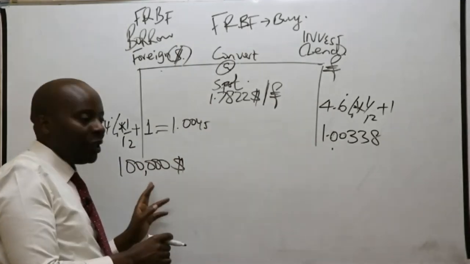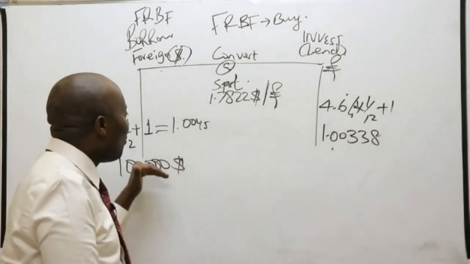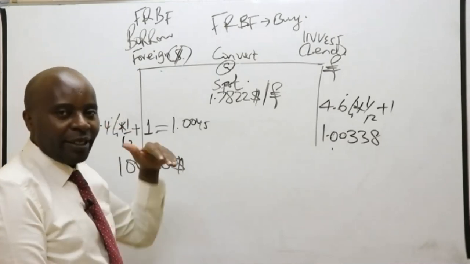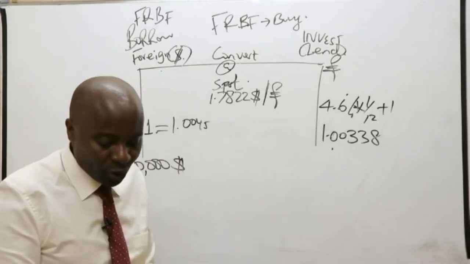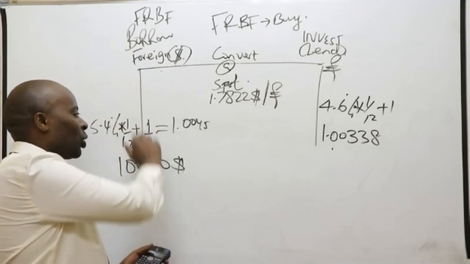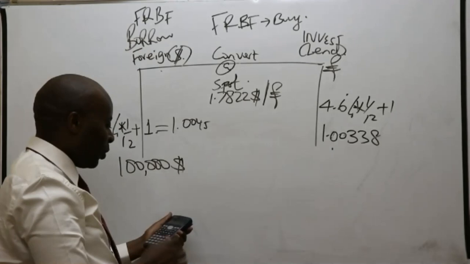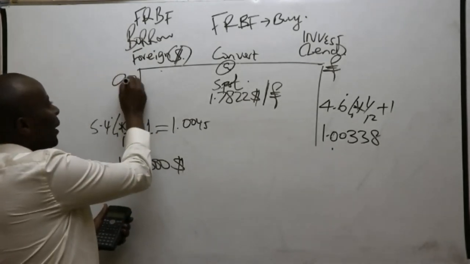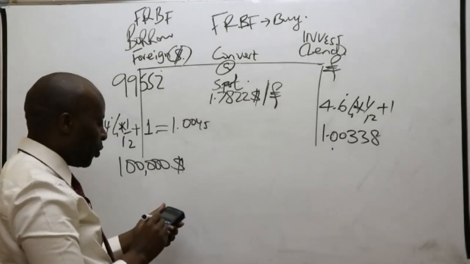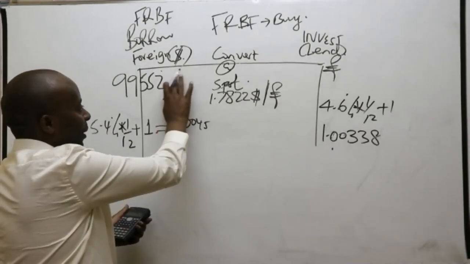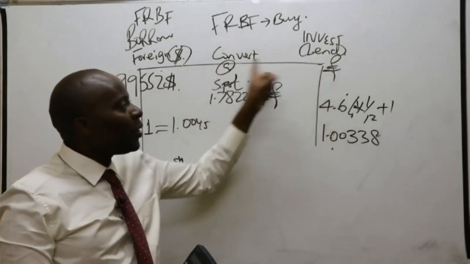From there, you walk from this area all the way up to here. Remember, when you are moving up, you divide. Down, you multiply. Of course, horizontally, you use logic. So in this case, up, you are moving from future to present, so you divide. We have here 100,000 divided by 1.0045, which will end up giving us 99,552. No, we don't need points here in money markets. Remember, these are still dollars. Now, ladies and gentlemen, from here, horizontally, we have to use logic.